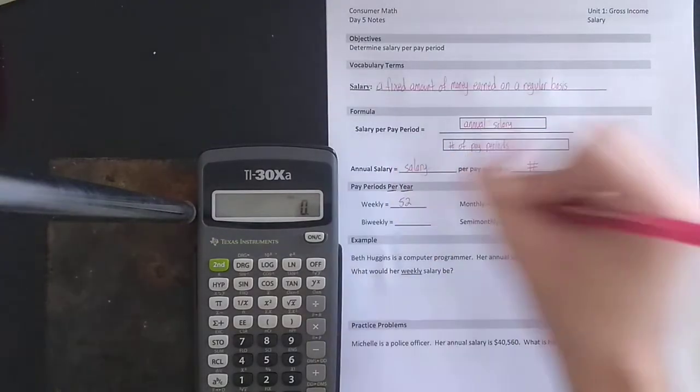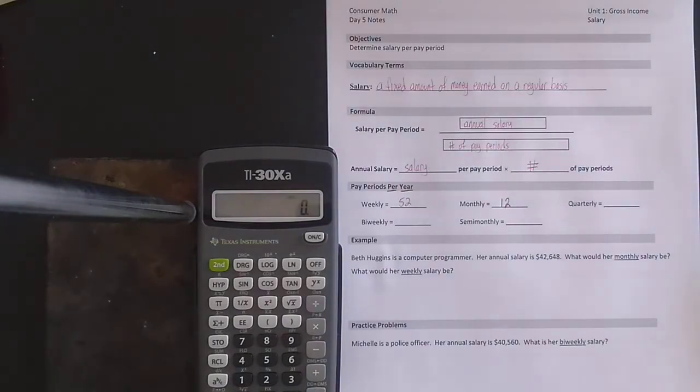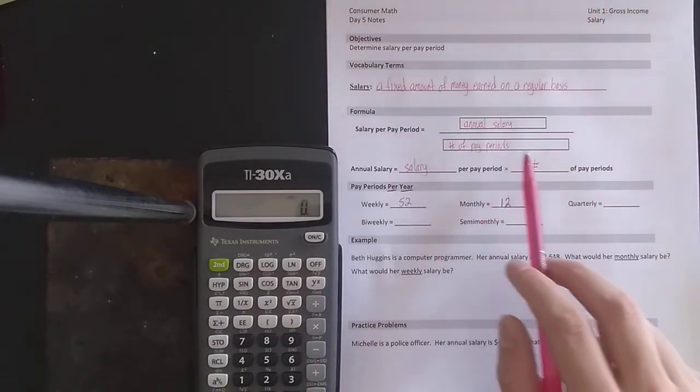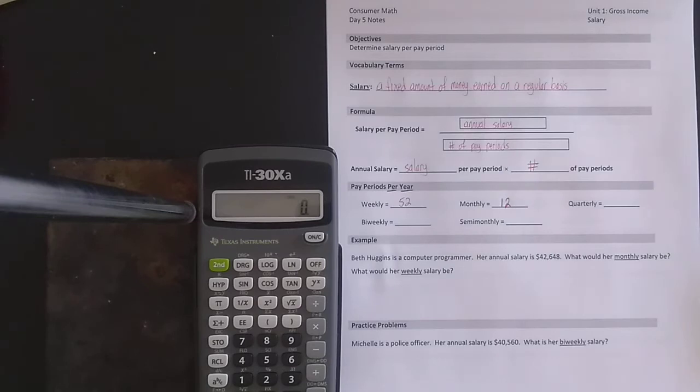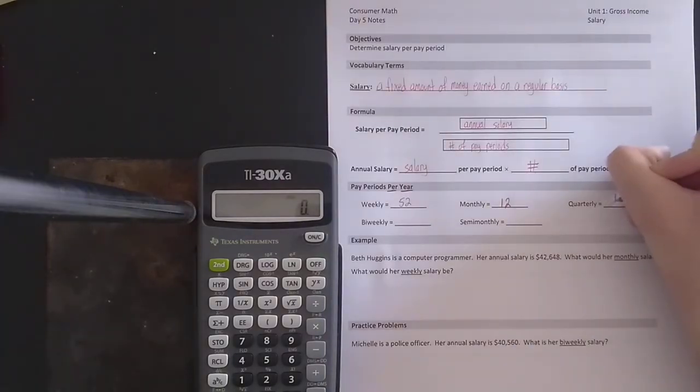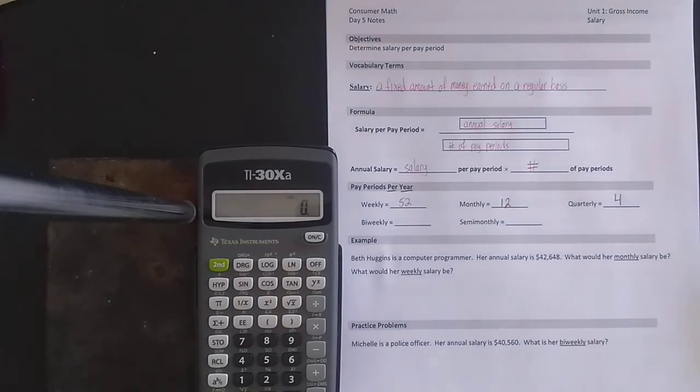So these numbers that we're writing down right now, they're very important because this would go under number of pay periods in either of these equations. Quarterly, if we split something into quarters, how many quarters are there to a year? There are 4. It's right in the word. Quarter means you split something into 4 pieces.